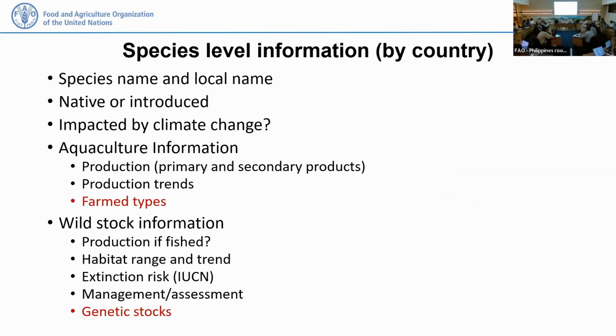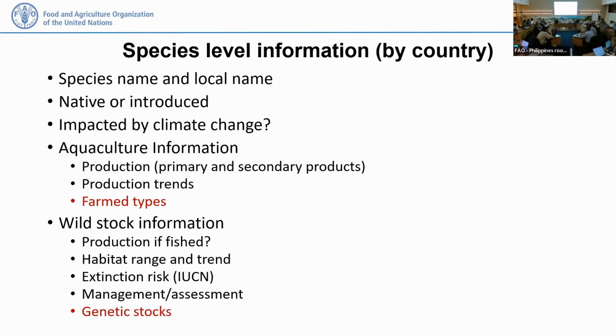So the species level information that AquaGRIS collects is the name and the local name, whether it is native or introduced. We have a question about whether it is being impacted by climate change, and that basically requires there to be some evidence that there is an impact of climate change. And then with the aquaculture related information, we collect production information.